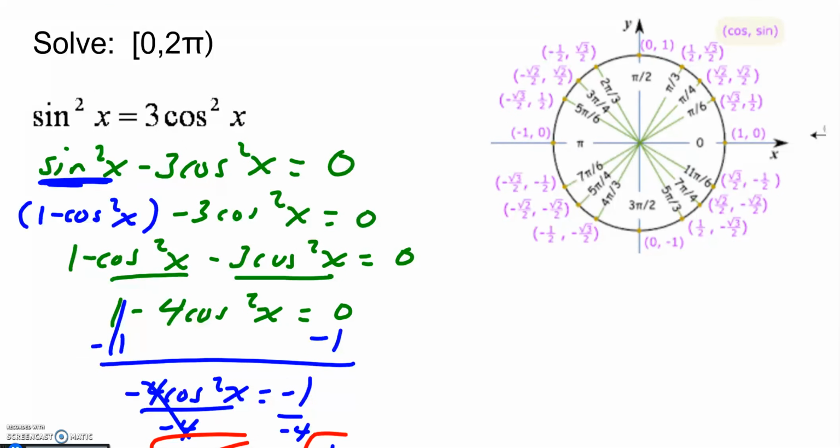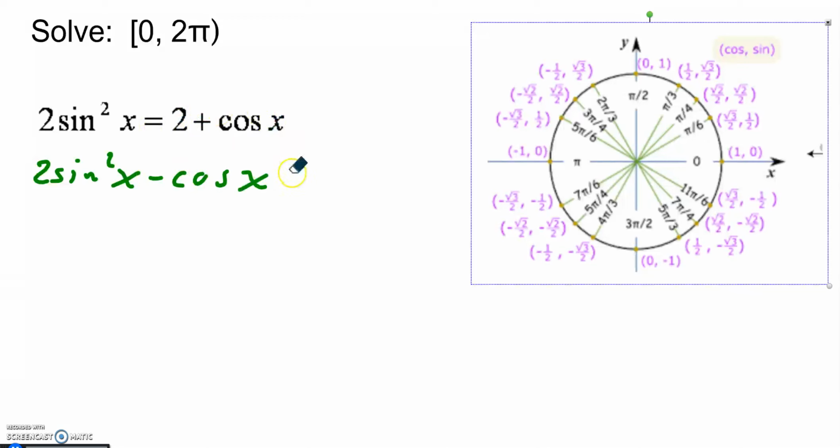Okay, the last one for this video is another one where you might notice that not everything is in terms of one trig function. So my suggestion again, because you have a squared in some way, would be to get everything to one side. I'm going to subtract cosine, and I'm going to subtract 2 so that everything is equal to 0.